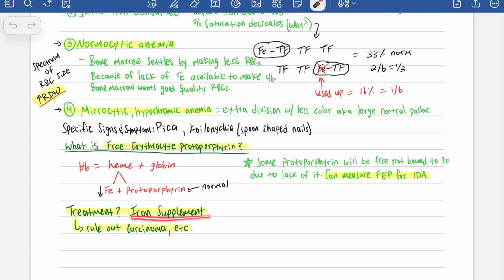And the treatment for these patients, of course, is iron supplementation, but you want to rule out carcinomas first. We can also measure something called free erythrocyte protoporphyrin. Because like we said before, protoporphyrin is bound to iron. And if protoporphyrin is elevated because there's not enough iron to bind to it, that can also be another way we can diagnose someone with iron deficiency anemia.